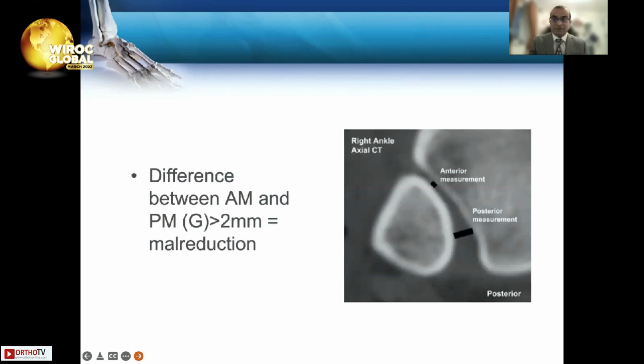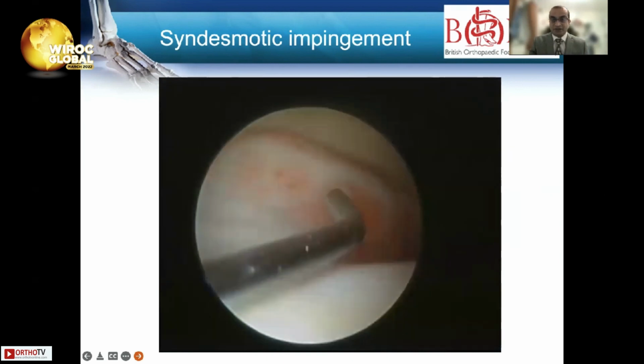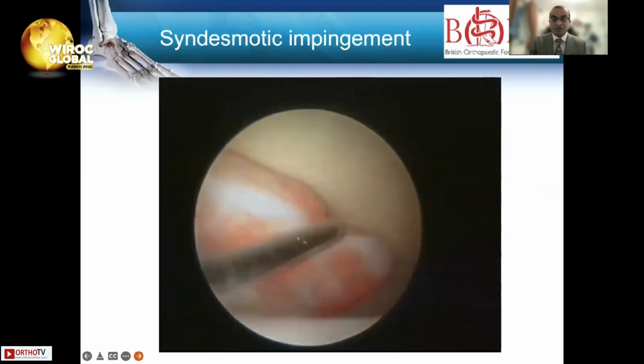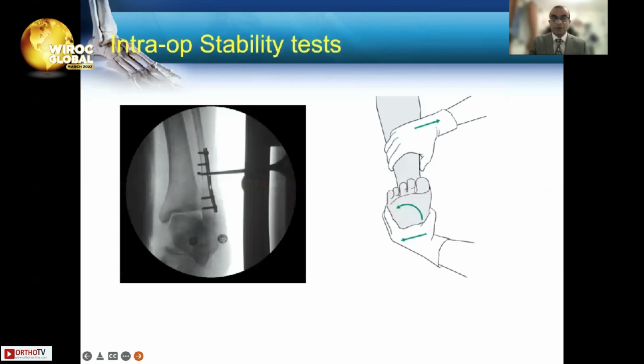You can use a CT scan where you can define the difference between the anterior and posterior measurement at the level of the syndesmosis. And we recommend doing bilateral ankle CTs so that you can have a normal side to compare with. You can use arthroscopy to assess for syndesmotic impingement, where in such cases you will find a syndesmotic fringe, which is generally very inflamed in the region of the syndesmosis. Now, intraoperatively, you can test the syndesmotic stability by the traditional hook test or an external rotation stress test.